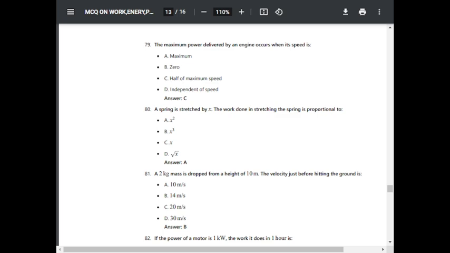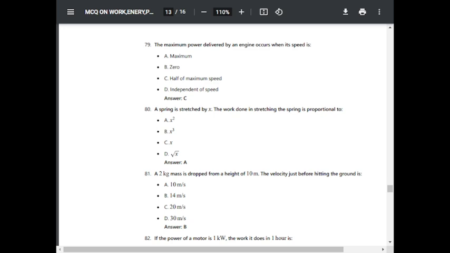Question 79. The maximum power delivered by an engine occurs when its speed is option A, maximum, option B, 0, option C, half of the maximum speed, option D, independent of speed. The correct answer is C. The maximum power delivered by the engine occurs when its speed is half the maximum speed, option C.